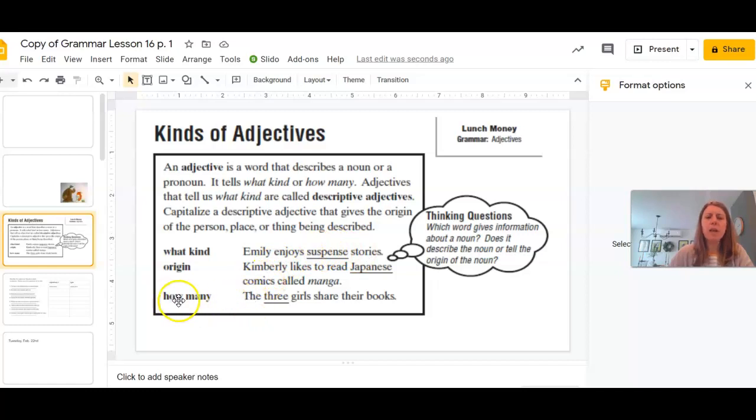If we look down here to how many, the three girls share their books. How many girls? Three girls. The noun in our sentence, or the subject, is girls. Three describes how many girls.